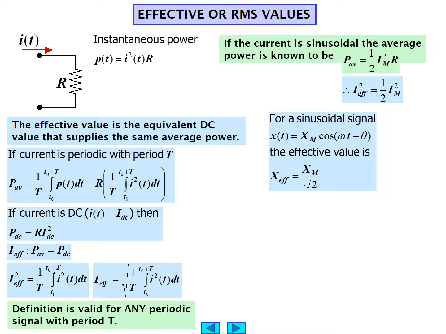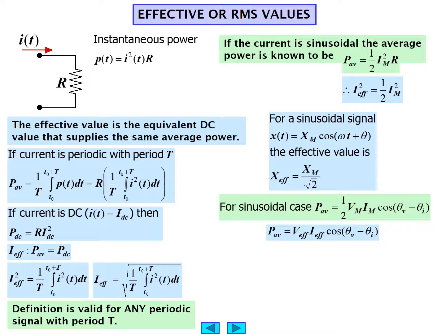For a sinusoidal signal, we know that, for example, the source would be like Xm cosine omega t plus theta, and the effective value then would be Xm divided by the square root of 2, because that's what we would get if we square the cosine wave and then integrate over a period. For the sinusoidal case then, the average power is 1/2 Vm Im cosine theta v minus theta i, as we saw in the last section. And the average power then would be V effective times I effective cosine theta v minus theta i.